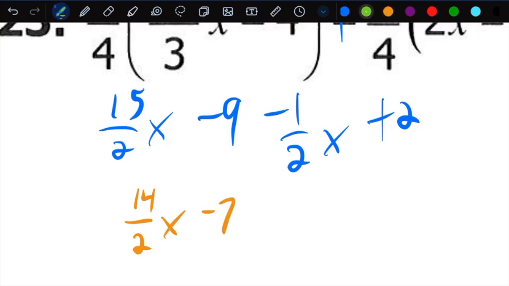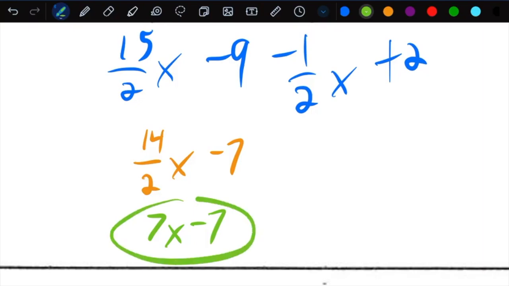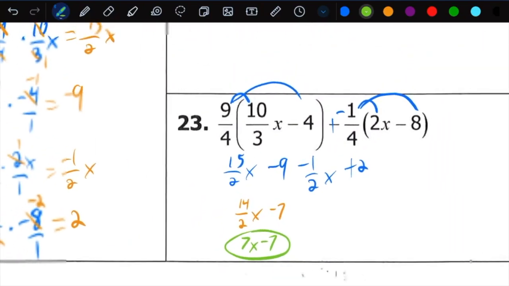However, there still is more to complete because we can do 14 divided by 2, and that just gives us 7. So it's 7x minus 7. So thankfully, after all of that fraction mess, we end up getting a nice answer with no fractions.